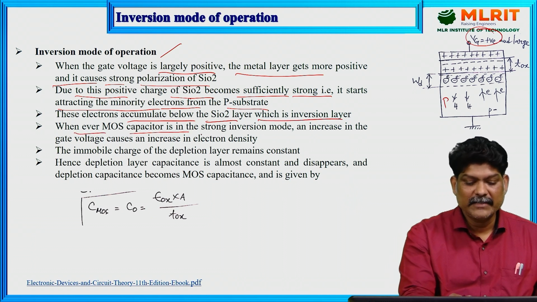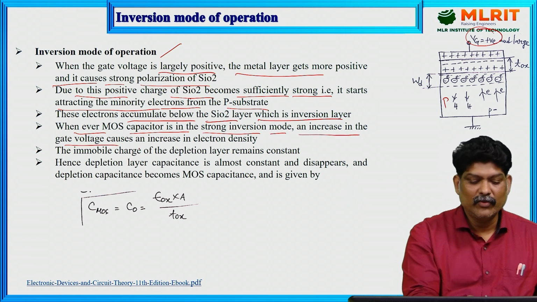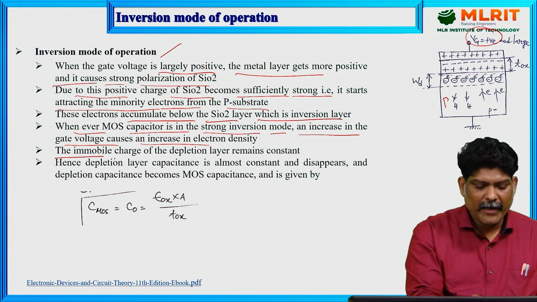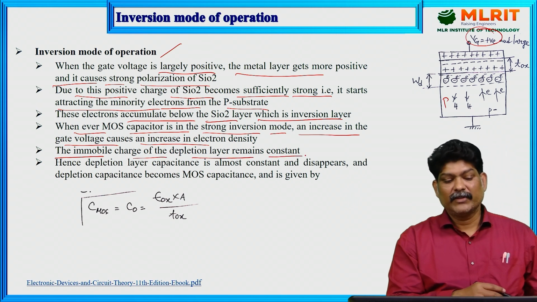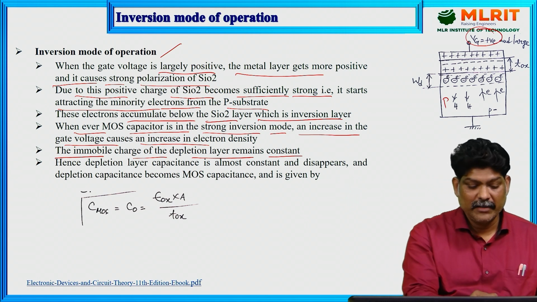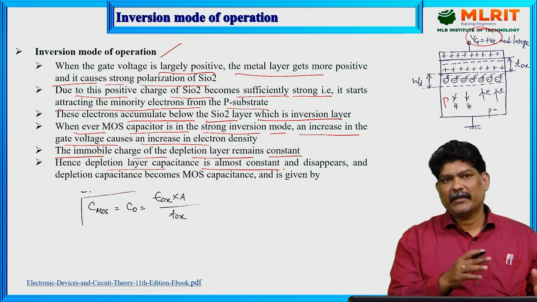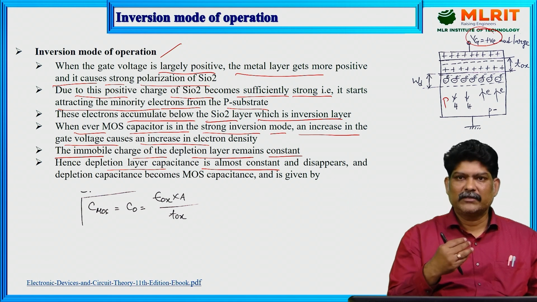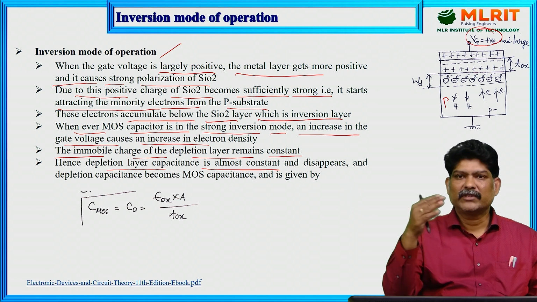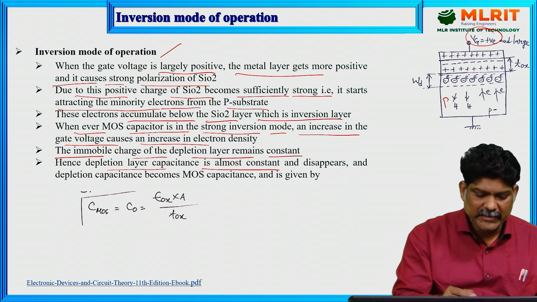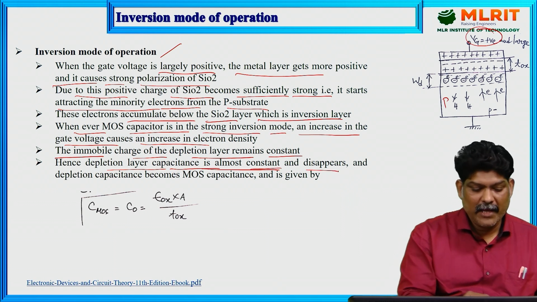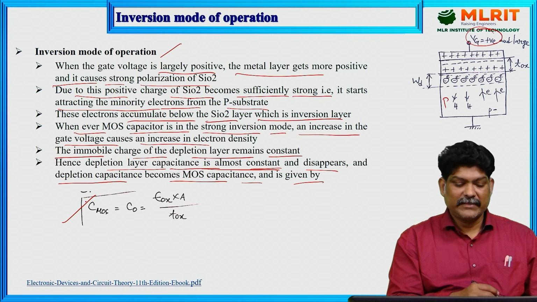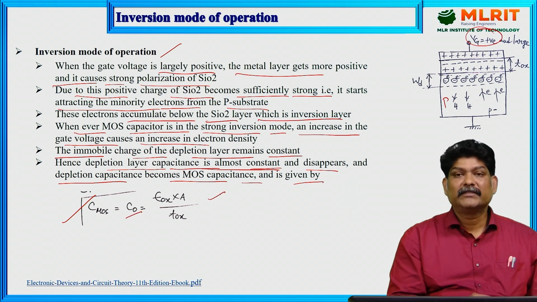Whenever the MOS capacitor is in strong inversion mode, an increase in the gate voltage causes an increase in the electron density. So there is an accumulation of more electrons under the SiO2 layer. The immobile charge of the depletion layer remains constant, and the depletion layer capacitance is almost constant. At a particular gate voltage, if you further increase the positive voltage, there is some attraction of electrons in the P side towards the SiO2 layer, and to some extent only. After that it will be constant. Hence the depletion layer capacitance is almost constant and disappears, and the MOS capacitance is given by C_o, the oxide capacitance, which is epsilon A by d_ox.